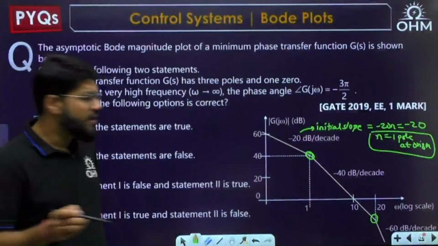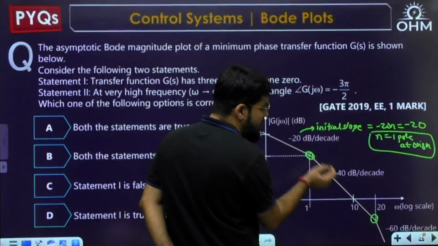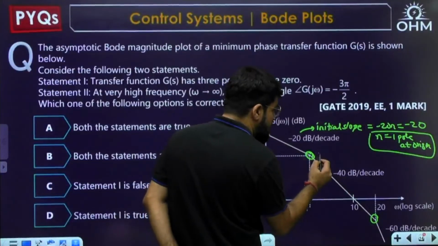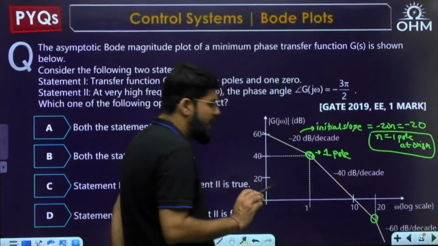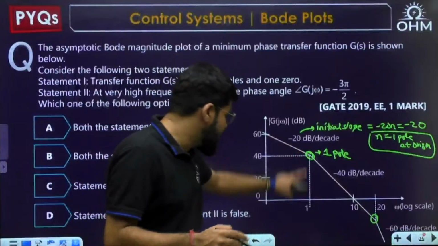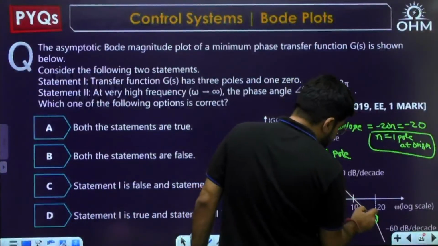Now see here, the slope minus 20 becomes minus 40. That means how much is the slope change? Again, slope decreased by 20. So this should be 1 pole. Slope decrease means it is a pole. I only want the number of poles, I'm not writing its respective frequency. Then the slope is minus 40 up to here.